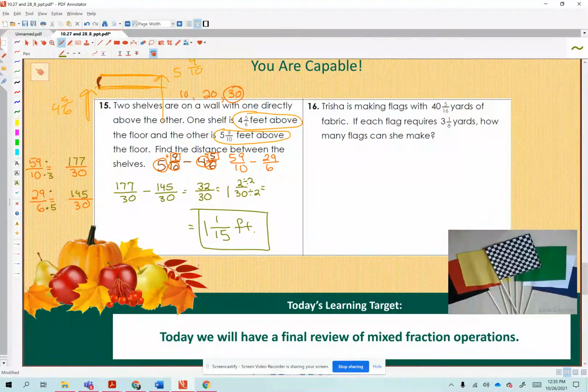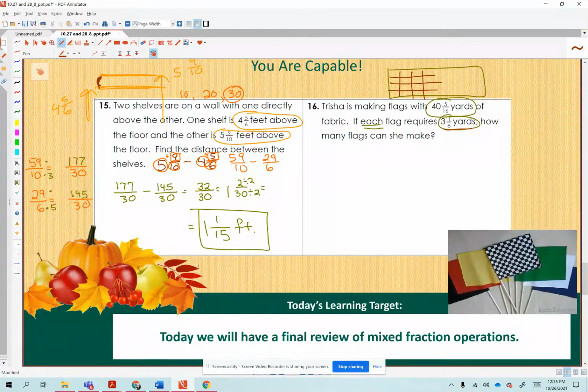In our next problem, Tricia is making flags with 40 and 5/16 yards of fabric. If each flag requires 3 1/8 yards, how many flags can she make? So she's got a lot of fabric. She's got 40 and 5/16 yards of fabric. And she's going to divide this fabric up, cut it apart, and make all these flags. We don't know how many yet, but we know that each flag requires 3 1/8 yards.